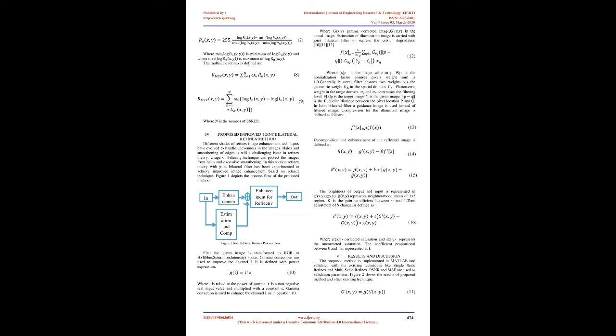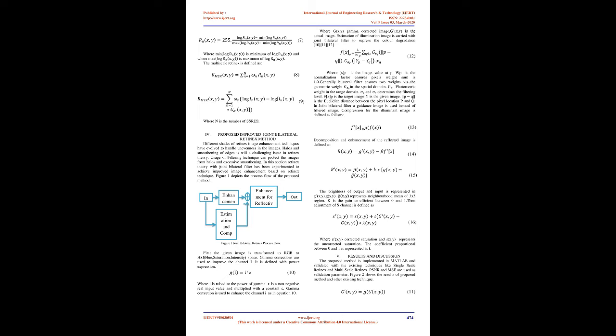4. Proposed improved joint bilateral Retinex method. Different shades of Retinex image enhancement techniques have evolved to handle unevenness in images. Halos and smoothing of edges are still a challenging issue in Retinex theory. Usage of a filtering technique can protect the images from halos and excessive smoothing. In this section, Retinex theory with joint bilateral filter has been experimented with to achieve improved image enhancement. Figure 1 depicts the process flow of the proposed method.